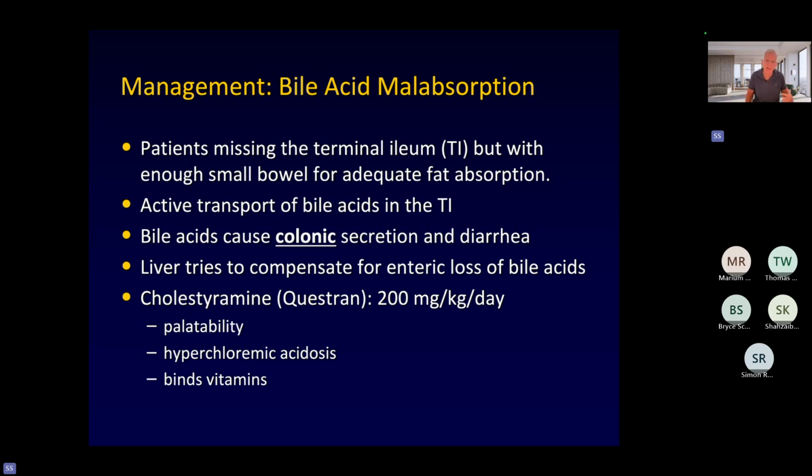So the way to manage that, of course, we talked about medium chain triglycerides. They don't require bile acids for absorption, but cholestyramine has been used successfully. We usually use about 200 milligrams per kilogram per day. There are problems. It does bind fat-soluble vitamins and can cause a hyperchloremic metabolic acidosis. So it has to be closely monitored. But from a pharmacologic standpoint, cholestyramine may be required in order to reduce bile acid loss. Fiber is another absorber of bile acids that may help in this clinical scenario.